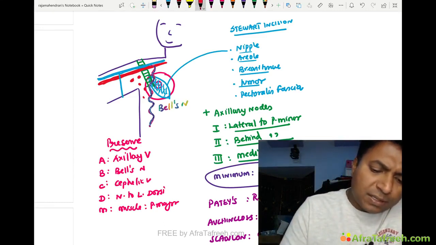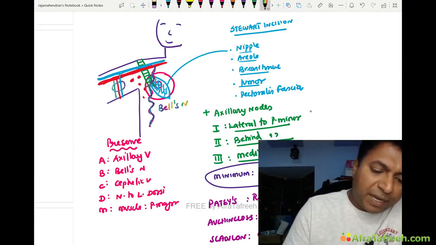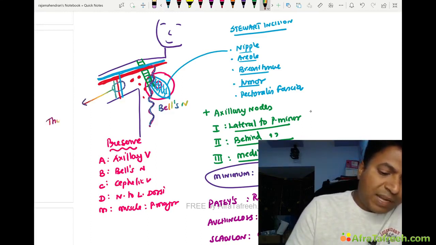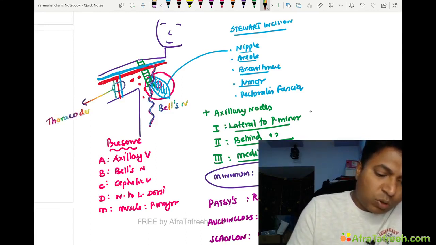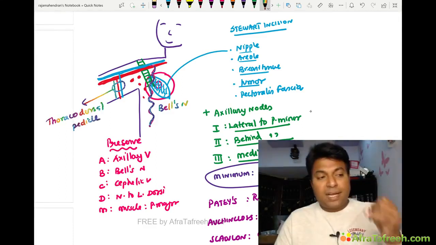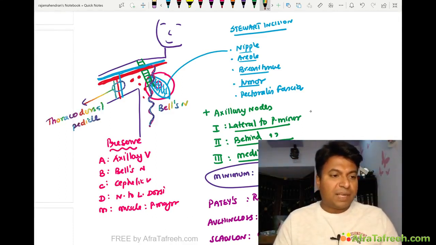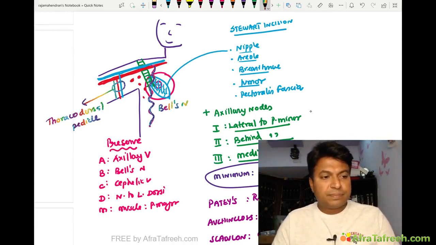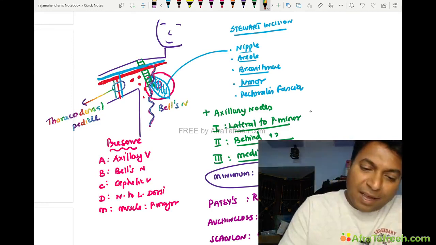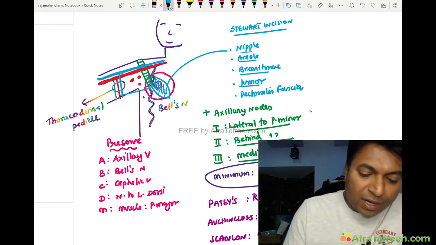Lateral boundary is this. This is one pedicle. What is this pedicle? This pedicle should be very carefully preserved, known as thoracodorsal pedicle. It contains artery, vein and nerve. Okay, this is thoracodorsal pedicle. And inferiorly you have one vein, that is angular vein.